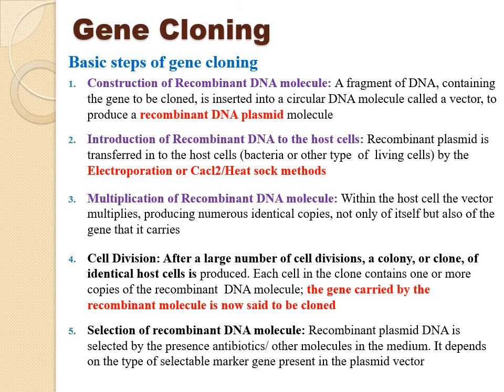This fourth point is relevant to the cell division point, which says the gene carried by the recombinant is now said to be cloned. In the red highlighted point, you can see that it is now said to be cloned.